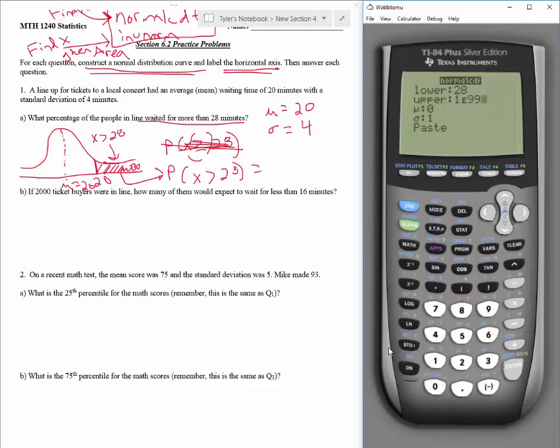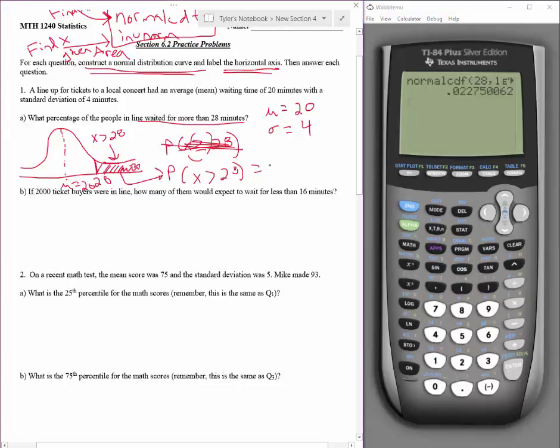So don't forget, that's how we code. Infinity is 1E99, and how you get the E is you hit second and then this button here, the comma. So then my mean is 20, standard deviation is 4, right? And there's a probability. So the probability of waiting more than 28 minutes is about 2.3%, so 0.023 roughly. It didn't specify a set number of decimal places, so maybe we'll do about three decimal places.